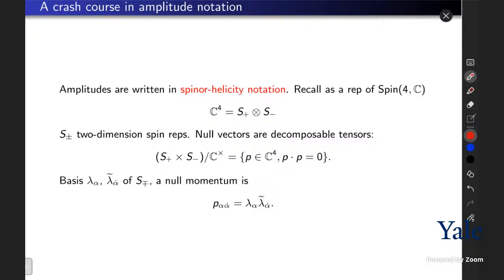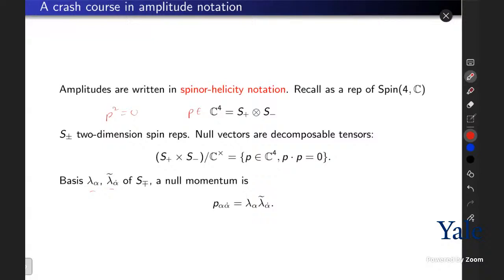So an amplitude has momentum, and we're working with complexified momentum, so the momentum is in C^4. But the momentum is null, so p squared equals 0. So it lives in a conic. Now, as a representation of spin(4), C^4 is the vector representation, a tensor product of the two spin representations, S plus and S minus. The null vectors are precisely the decomposable tensors, which tells us that to specify a null momentum, I need to give you two spinors, one of each helicity, lambda and lambda tilde. So this is very elementary.